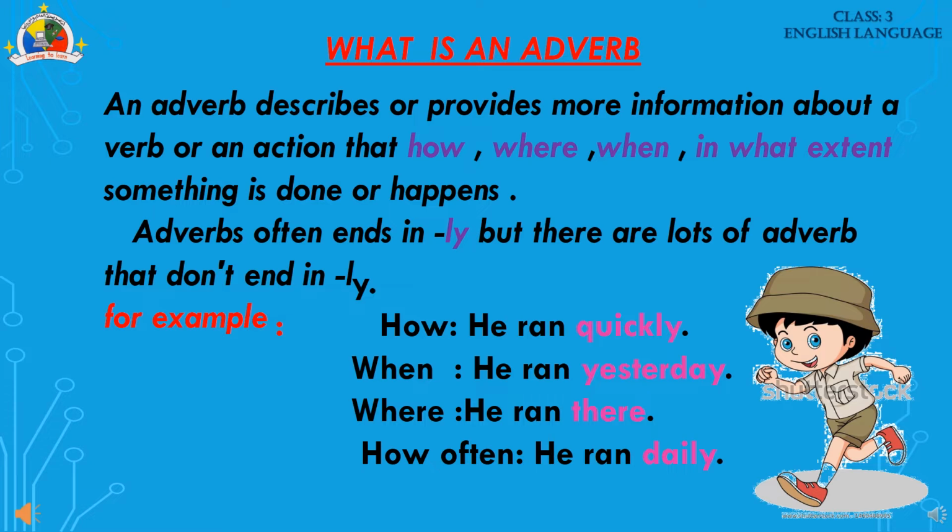Look at another example. He ran yesterday. Ran, as you know, is a verb, and yesterday is an adverb of time. He ran there. The word there giving us the information about verb, that where did the boy ran. He ran daily. The word daily tells us how often the boy ran.